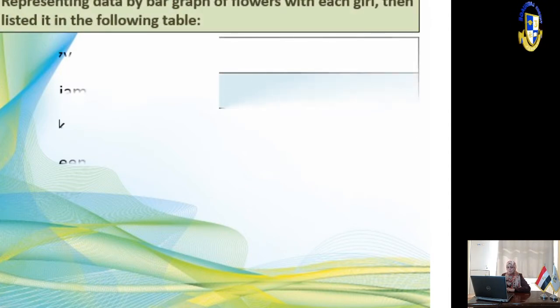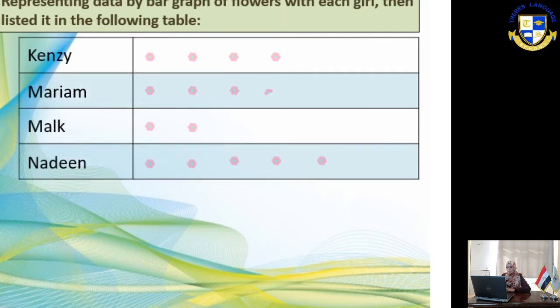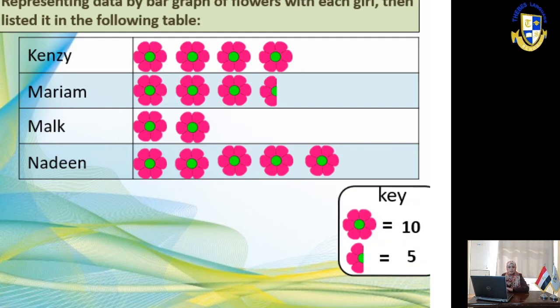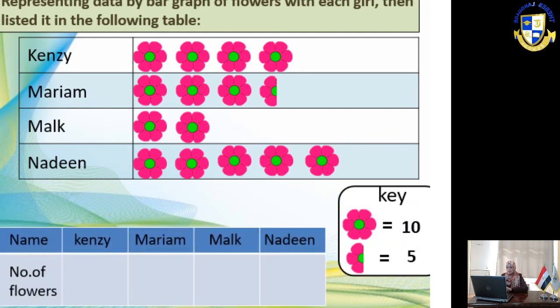The next slide represents the data bar graph of flowers. You have Kinsey, Maryam, Malak, and Nadine. Each of them has flowers. Remember the key, every flower is 10 and every half a flower is 5. So, Kinsey, how many flowers does she have? Kinsey has 10, 20, 30, 40.